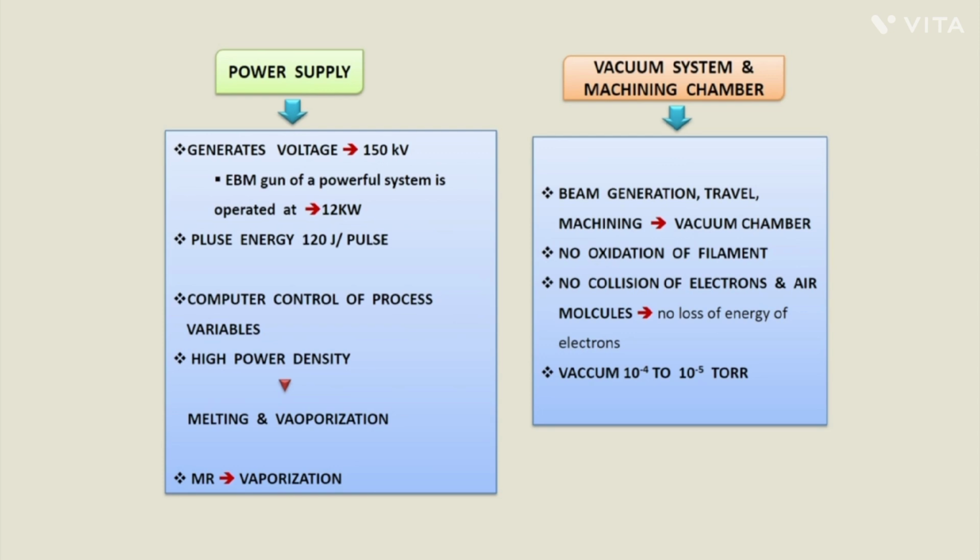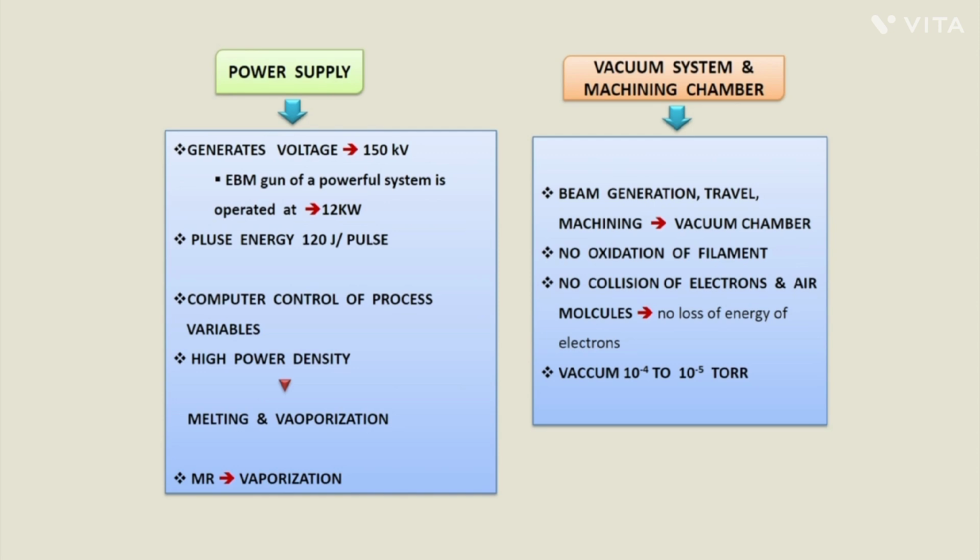Because of this vacuum, there is no oxidation of the tungsten filament. Otherwise, if it is not vacuum, whatever oxygen molecules are there inside the air will oxidize the tungsten filament, which is heated up to a very high temperature. So there is no collision of these electrons with the air molecules and no loss of energy of these electrons because of this vacuum chamber.